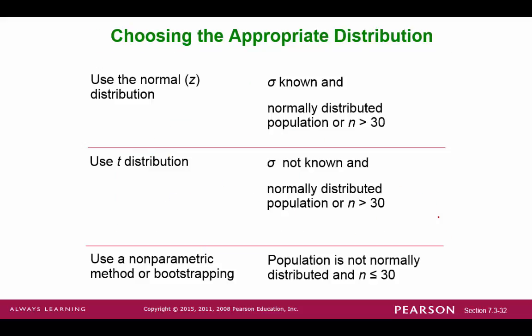So here's another summary. We use a normal distribution if sigma is known. We use a t distribution if sigma is not known. Okay? So that's the general idea behind our problems for this section.